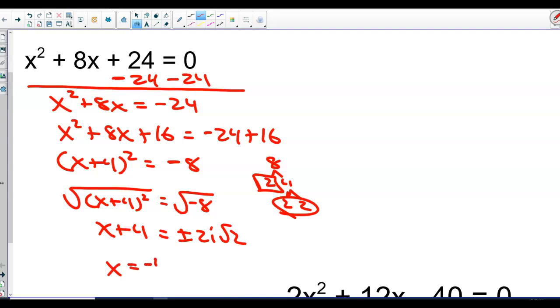And then we finish the problem off by subtracting 4 on both sides. So this would be your answer.